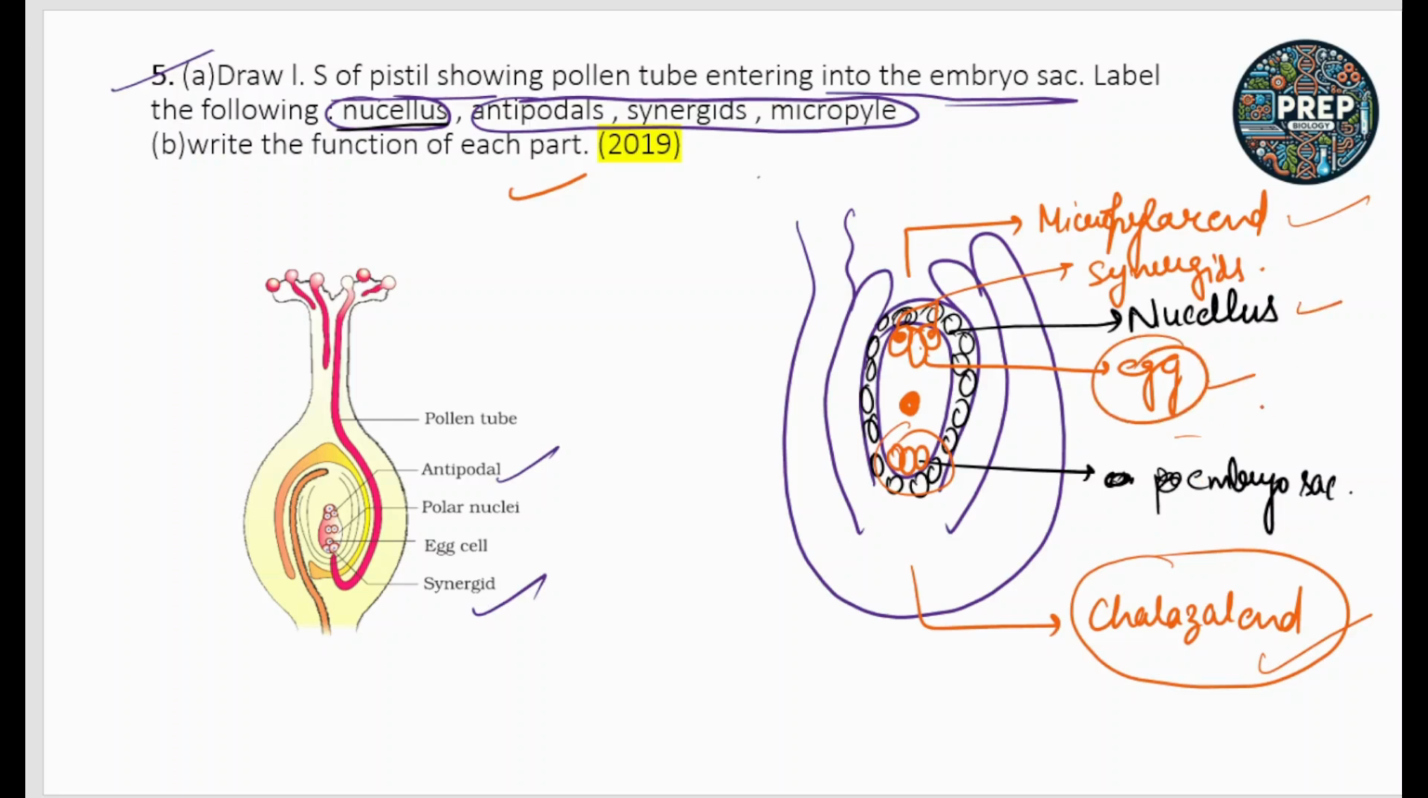Nucellus gives the nutrition for the developing embryo sac. Synergids also help in nutrition, or help in the entry of the pollen tube inside the egg apparatus. Okay, and the micropyle also gives the path to the pollen tube for the entry to the embryo. Okay, so all these functions and this structure of the LS of ovule are very important.